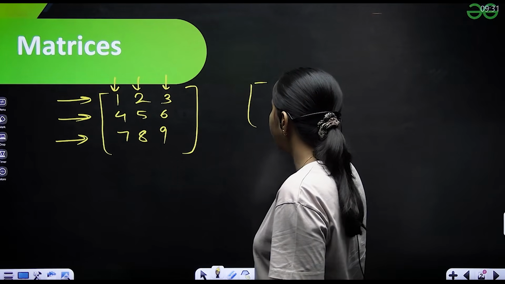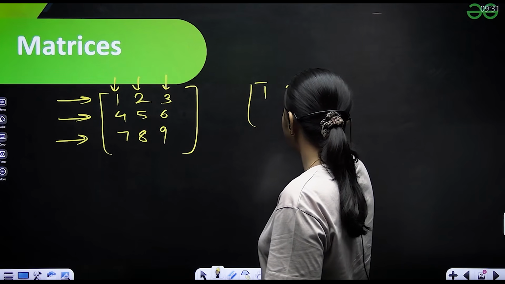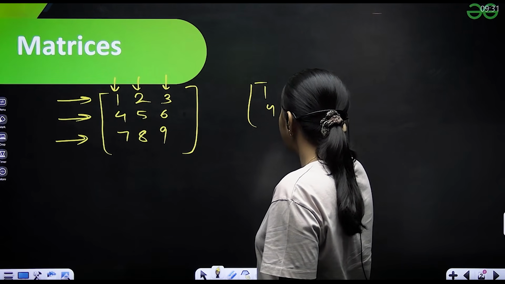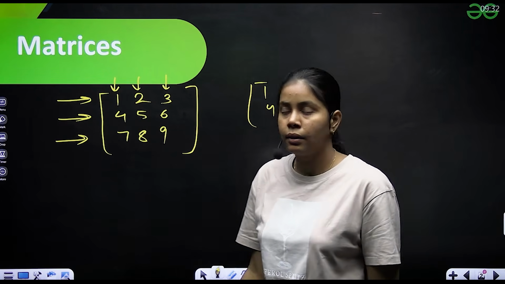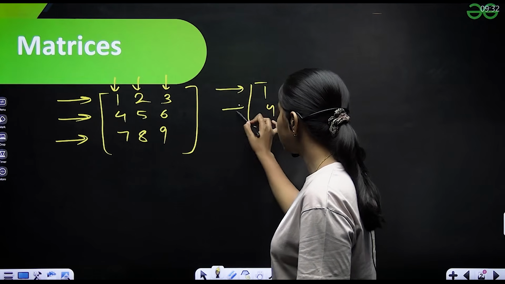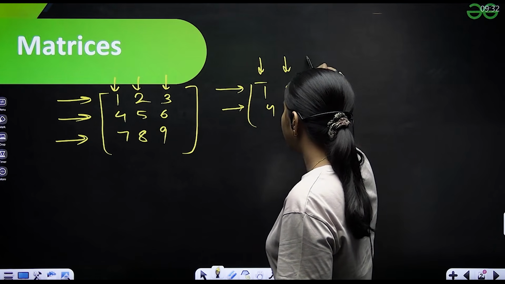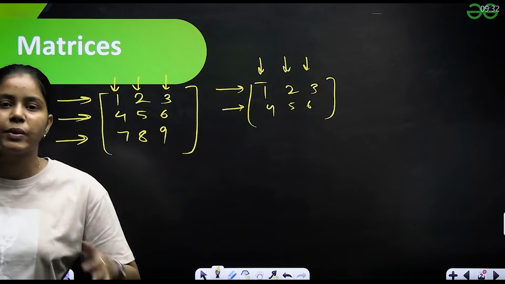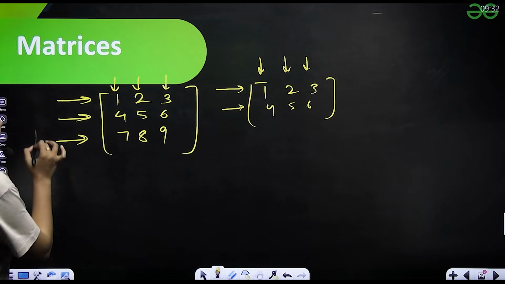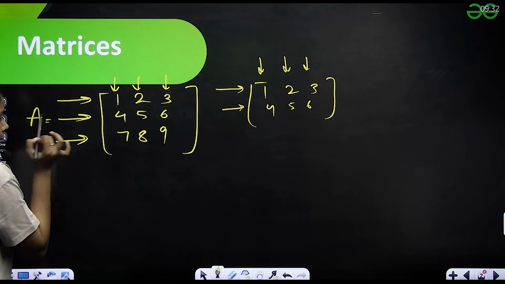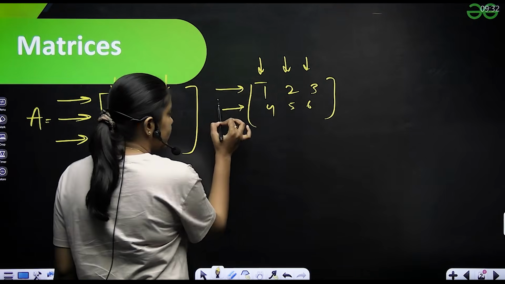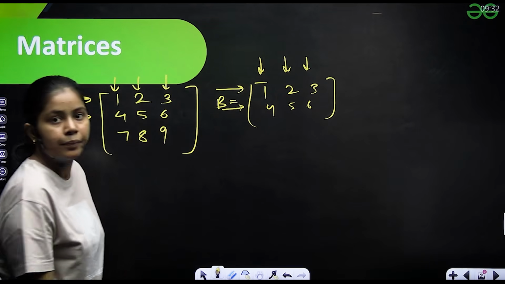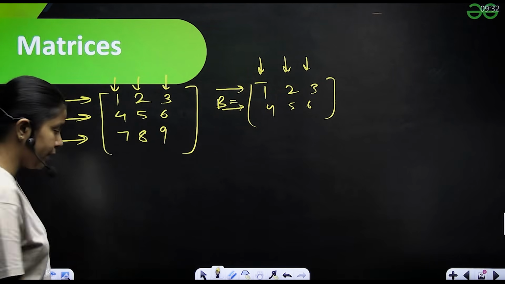And let's say this matrix 1, 2, 3, 4, 5, 6 is a matrix in which we have 2 rows and 3 columns. The question arises how we are going to represent a matrix. Any matrix I'll represent using a capital letter. Let's say this is the A matrix and this is my B matrix.